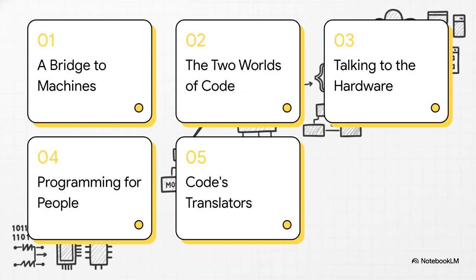So, here's our game plan. First, we'll get a handle on what a programming language even is. Then, we'll dive into the two basic worlds of code. From there, we'll start climbing a ladder through 5 different generations of programming. And finally, we'll pull back the curtain on the secret translators that make it all work.